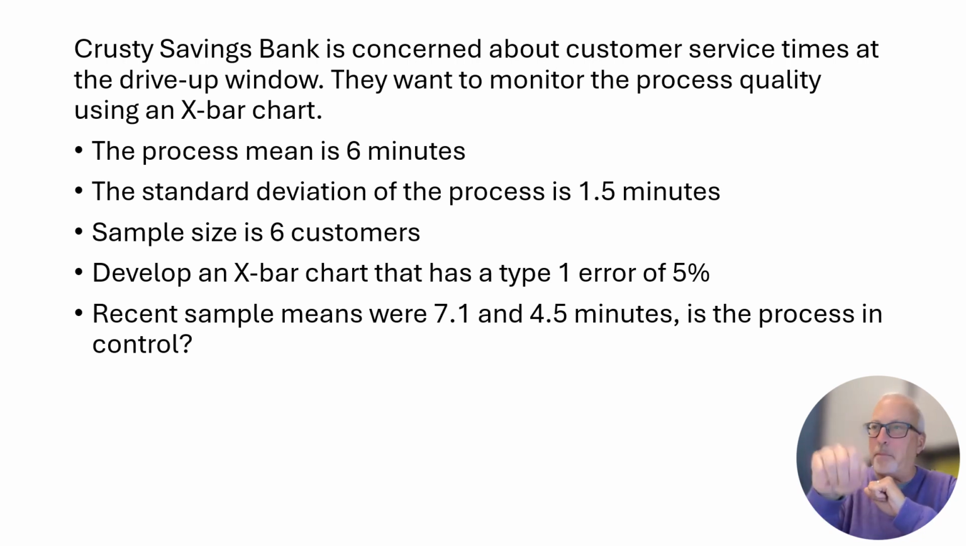So if I was doing this problem, I'd be writing all these down. N equals 6, sigma equals 1.5, x double bar equals 6. Develop an X bar chart that has a type 1 error of 5%. That means 95% confidence. That means we're going to use the 1.96. Recent sample means were 7.1 and 4.5 minutes. Is the process in control? So after we develop our X bar chart, we're going to check these two values and see if they're within the upper and lower control limits.